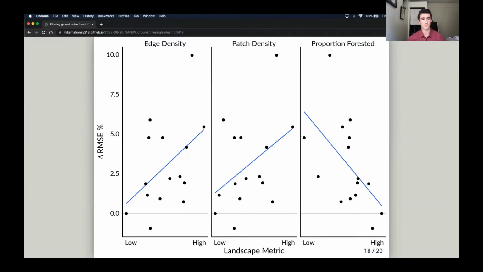So what we found was that, yes, the impacts of filtering are much more notable in the fragmented and less forested coverages. So what I'm showing here in this chart is the change in RMSE for the 1 meter filtering level. So not that strange 10 centimeter level, but the next higher one. And higher RMSEs mean more of an impact from filtering.